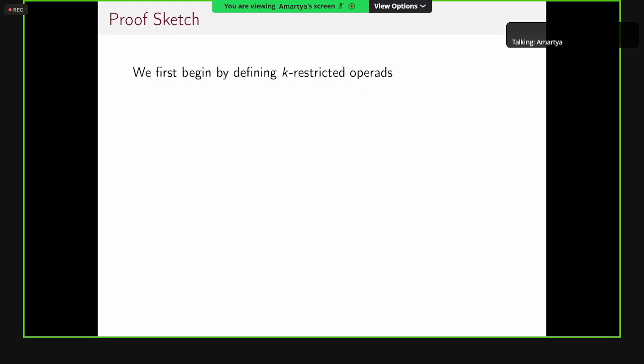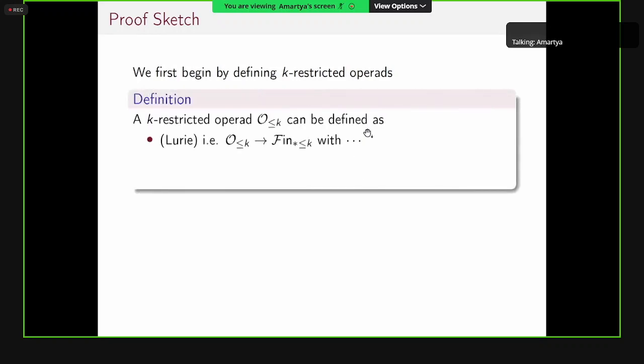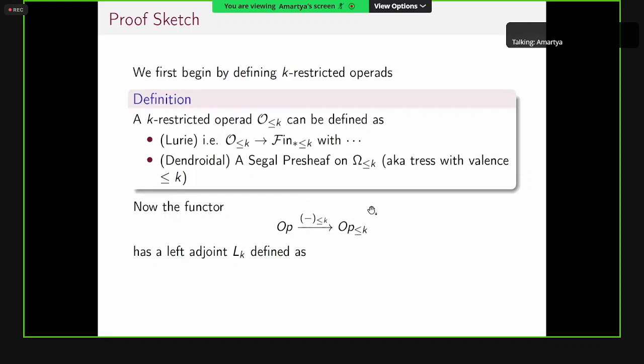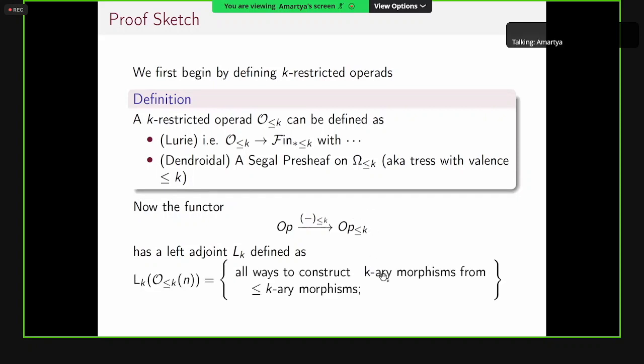We first begin by defining k-restricted operads. There are two ways to do it. One is the classical way, which Lurie does, and another is the dendroidal way, defining it as a presheaf on trees, which basically means trees with valences less than or equal to k. So these are the two definitions that you have. Now we have this functor, which has a left adjoint that you can roughly define as follows. This is the way you think about it.